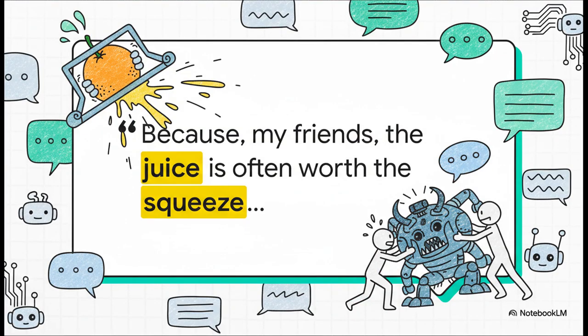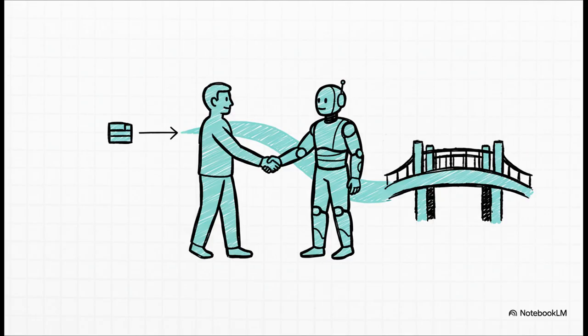I just love this line from the source material. It really frames the whole situation perfectly. So, why? Why is this juice worth the squeeze? Why should we wrestle with this big, complicated beast of indirectness instead of just sticking with the simple, robotic approach we've always had?